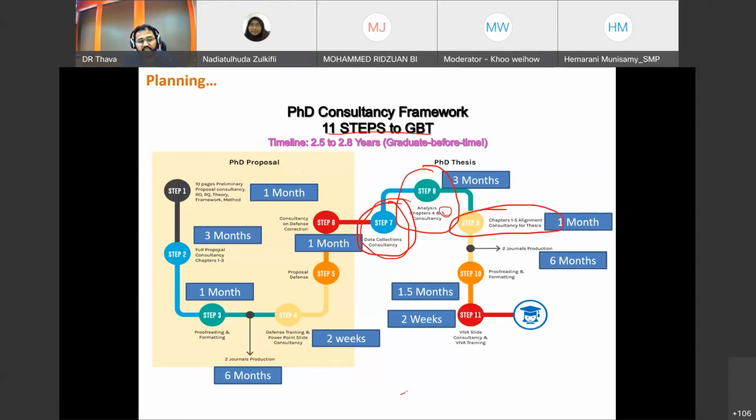That means chapters 1 to 3, which you did here, and then your remaining 4 and 5, or 4, 5, 6, 7, whatever number of chapters that you have. You have to align back in terms of literature, in terms of findings, in terms of discussion. You need to synchronize back the whole document.